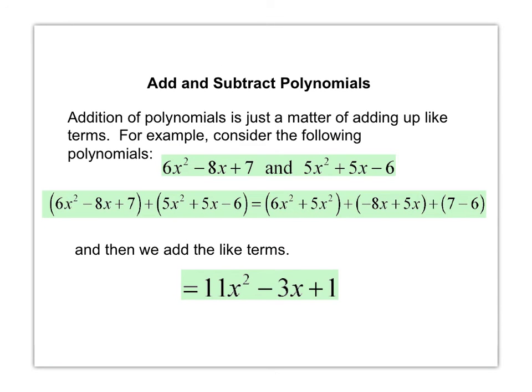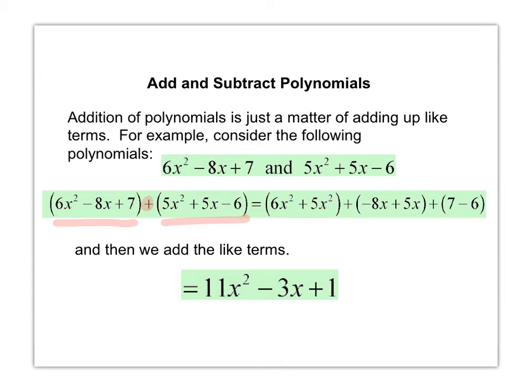We can add and subtract polynomials. Addition of polynomials is just a matter of adding up like terms. For example, consider the following polynomials: 6x squared minus 8x plus 7 and 5x squared plus 5x minus 6. We can add the polynomials together. The first polynomial plus the second polynomial is found by adding up the like terms.